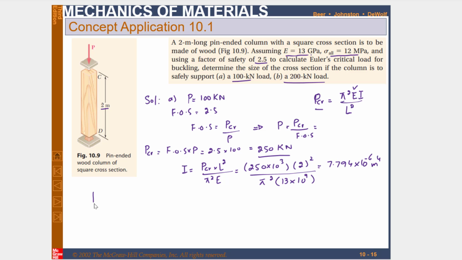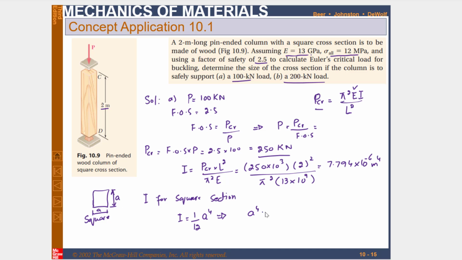Now we have been given that this is a square shape, square in cross sectional area. So let this side be A, so definitely this side will also be A. Clear? And I for a square section is equal to 1 over 12 B H cube, and B is A and H is also A, so it will be equal to 1 over 12 A to the power 4. So from here you can calculate its dimensions.